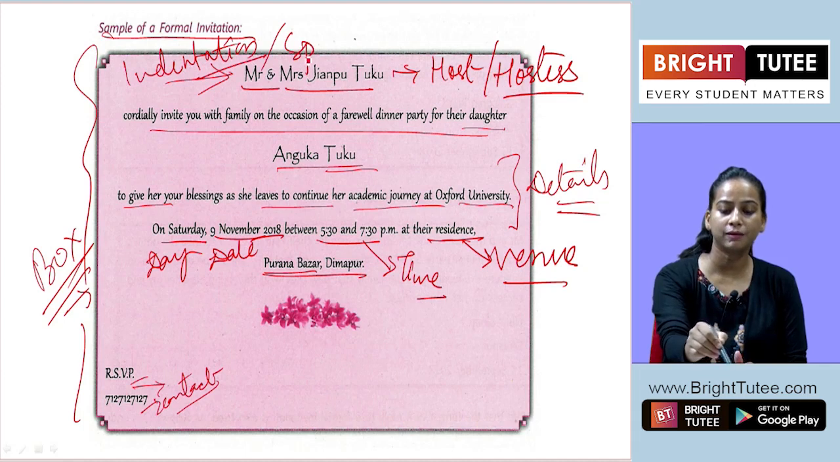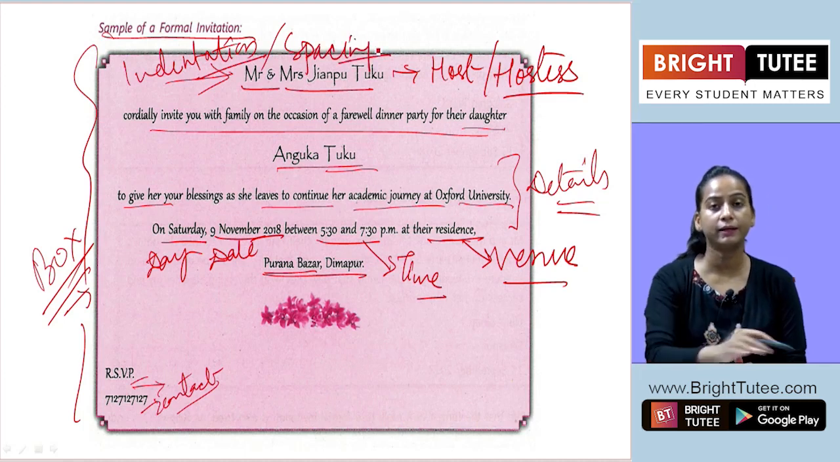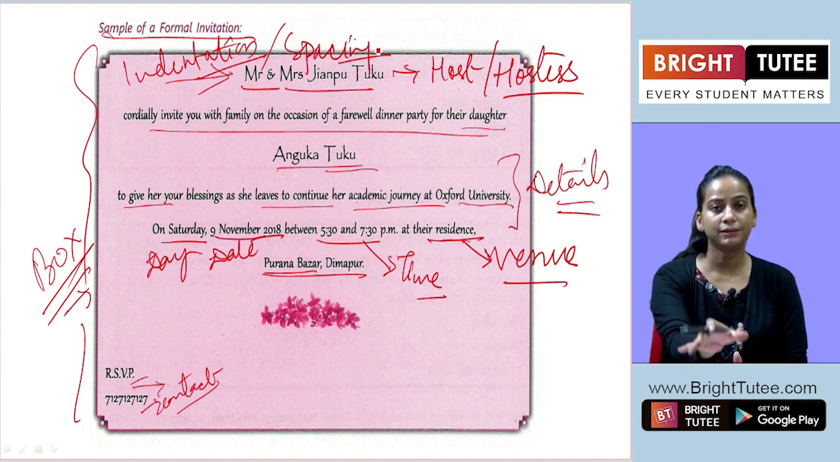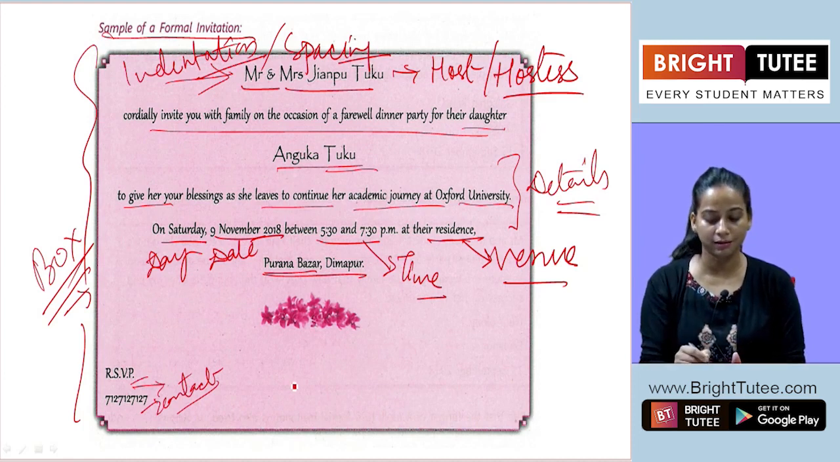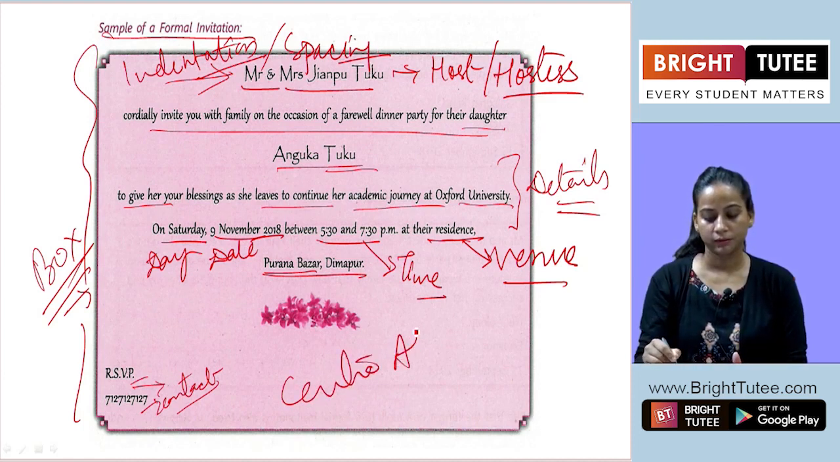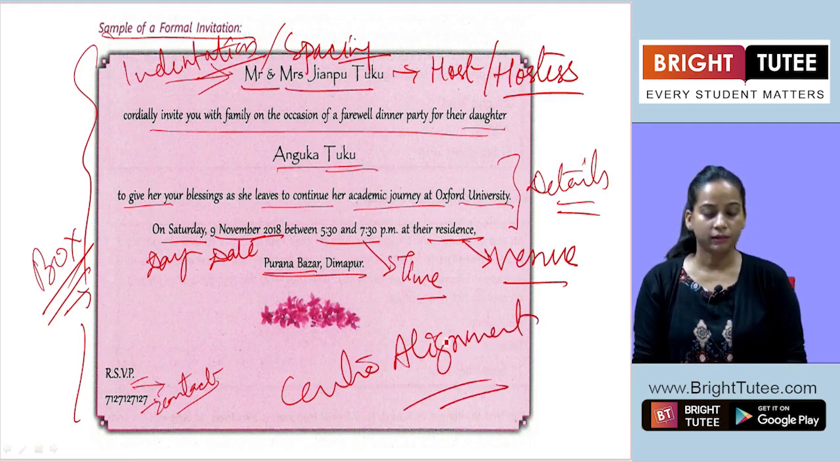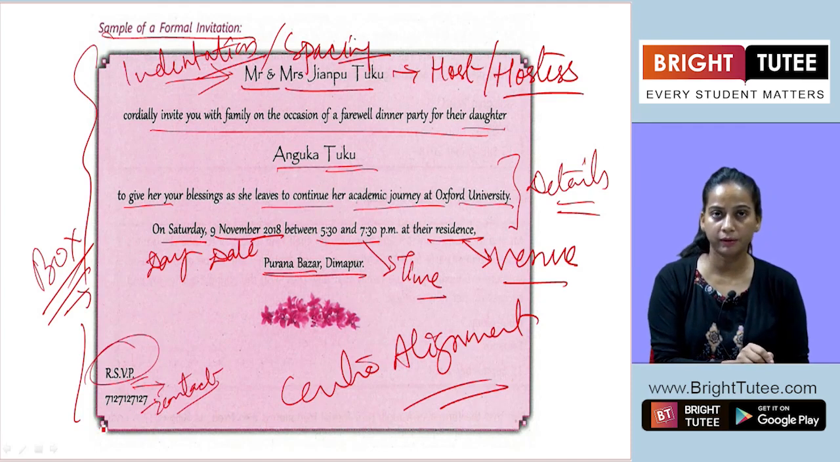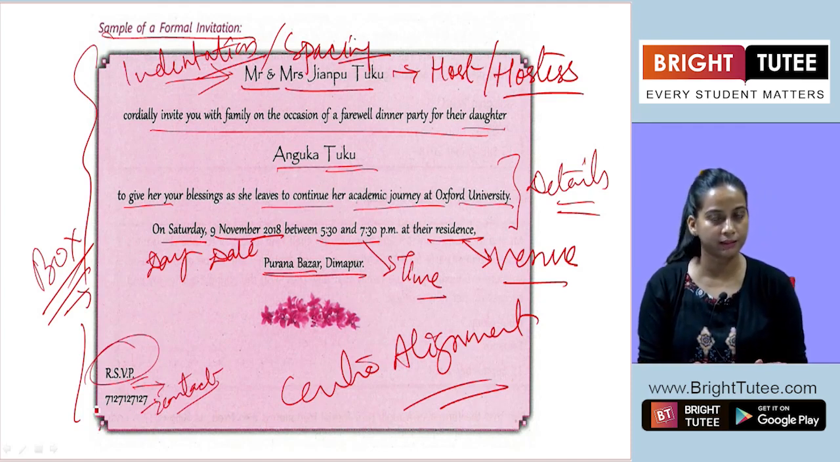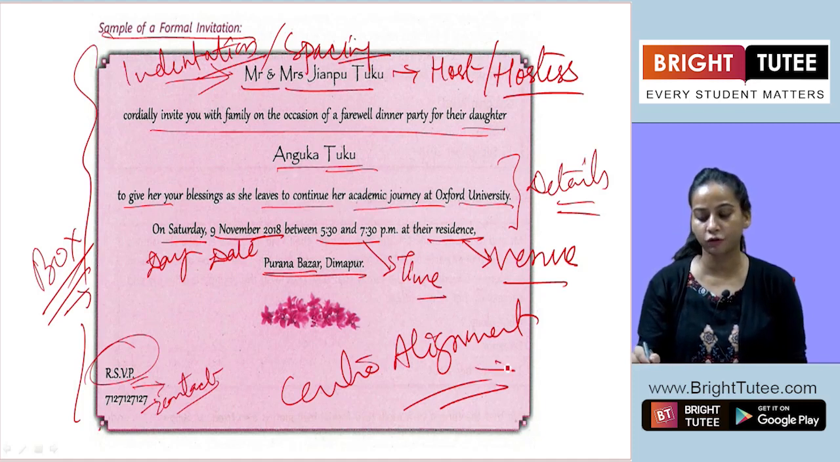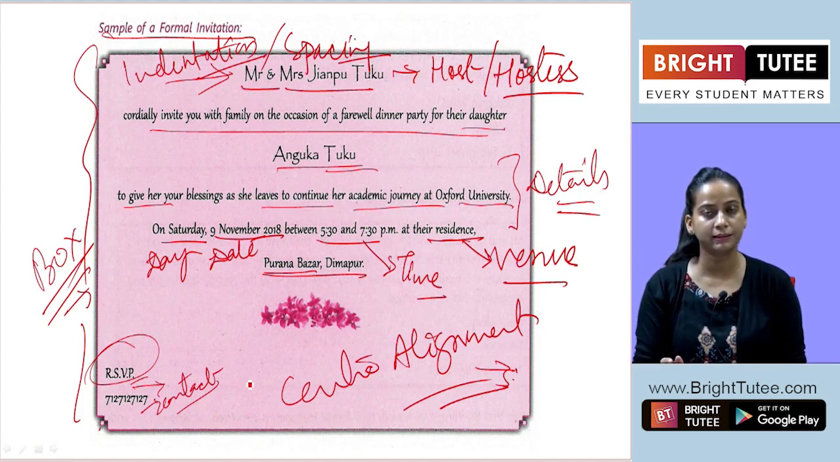Indentation, or the spacing, you need to take care of. All the things must be at the center. Center alignment you have to do. Here center alignment will go, but RSVP will be written at the extreme left-hand side at the end, or sometimes with best wishes or with compliments if you are writing, that should be written on the extreme right-hand side at the end if you are mentioning that.